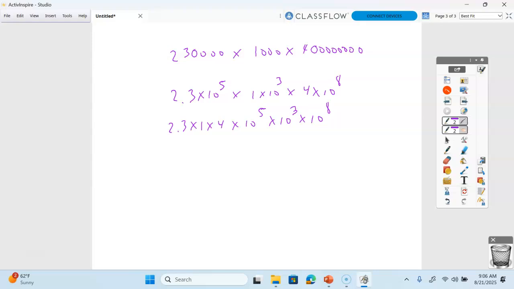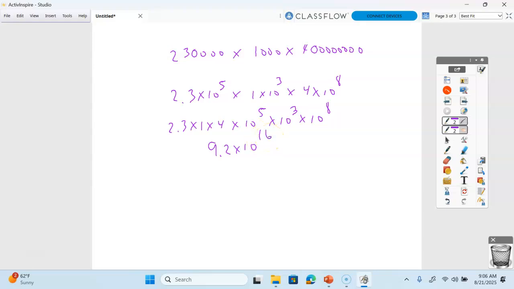What's 2.3 times 4? 9.2. Times 10 to that. Hey, what do you do when you have 10 to the base is the same and you've exponents you're multiplying? Yeah, that's the exponent. What's 5 plus 3 plus 8? 16. 16. I'm done.